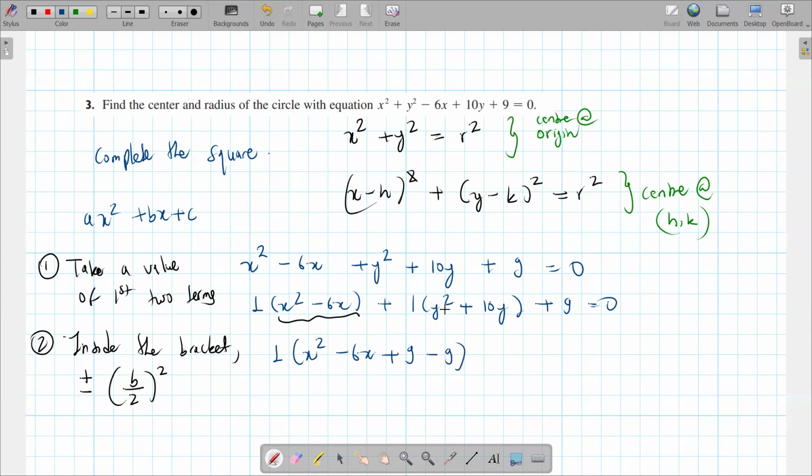We're going to do the same thing in the other bracket. What's the b value in the other bracket? 10. So half of b squared will be 5 squared, right? 25.